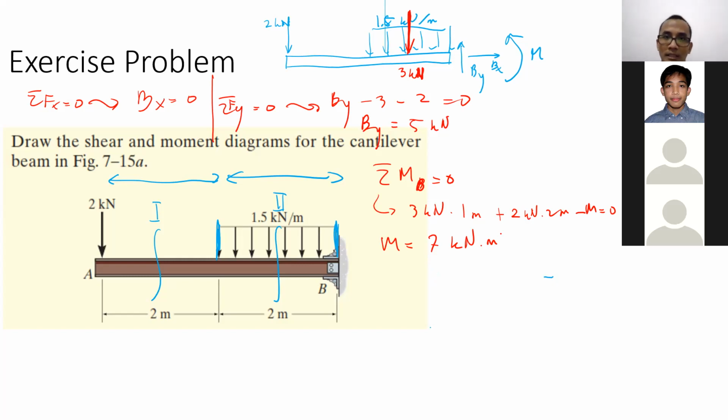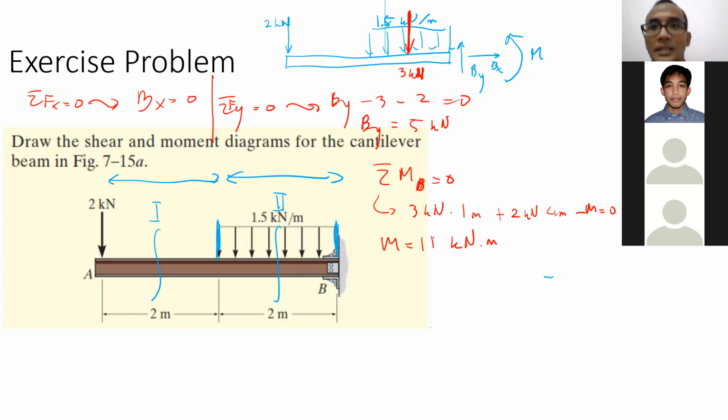Excuse me, sir. I think we should multiply the 2 kilonewton by 4. Oh yeah, it's supposed to be 4, right? Correct. This one is supposed to be multiplied by 4. So your moment is supposed to be 8 plus 3, so 11, right? 11 kilonewton meter. Yes, this is it.